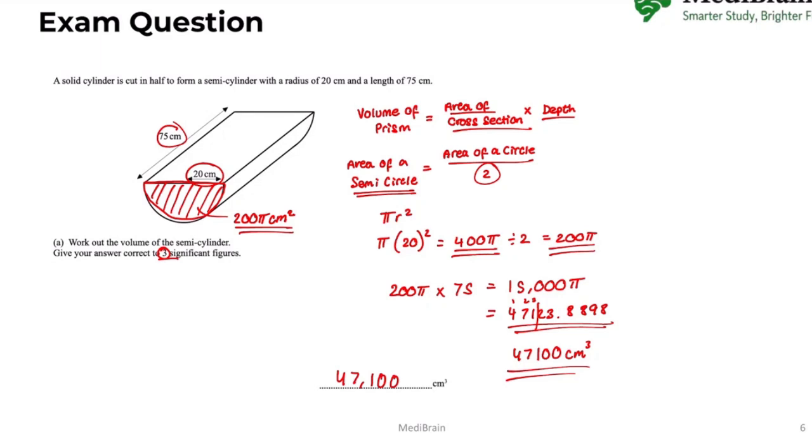Okay, so you should have realized that this is a semicircle. They can ask you this in higher papers. You work out your area of the cross section, which is a semicircle. So you work out the area of the full circle and divide it by 2 because the semicircle is half of the circle. And then you multiply it by the depth, how much through the shape that it goes. And it goes 75 centimeters through the shape. So if you multiply the two, you get 47,100 centimeters cubed as your final answer to 3 significant figures.